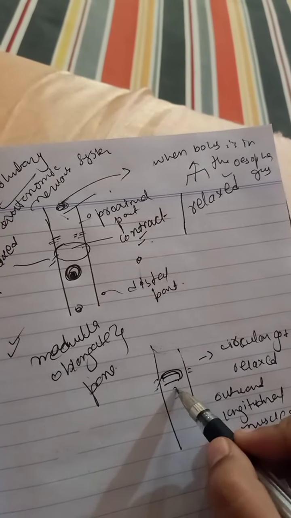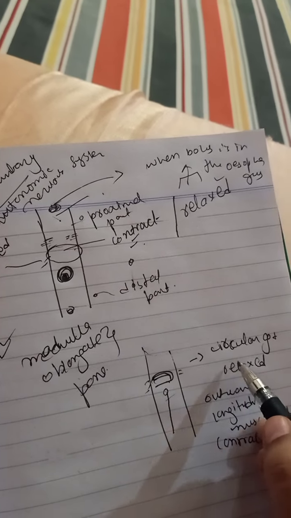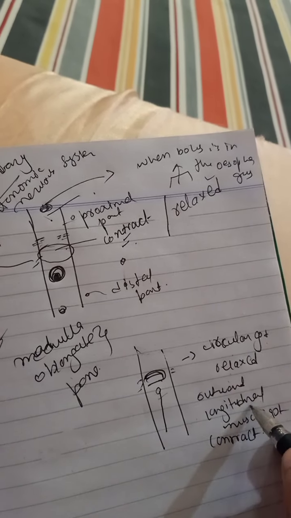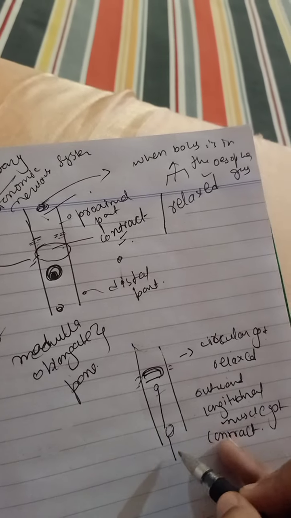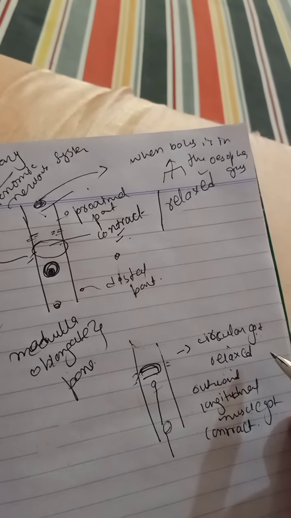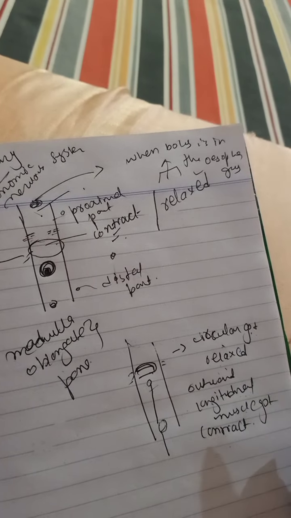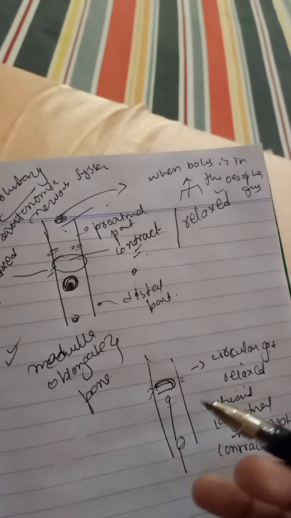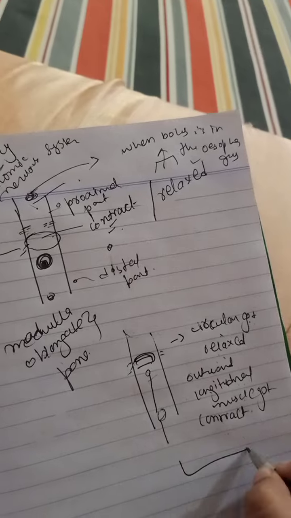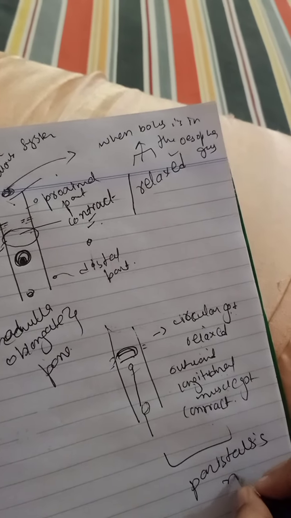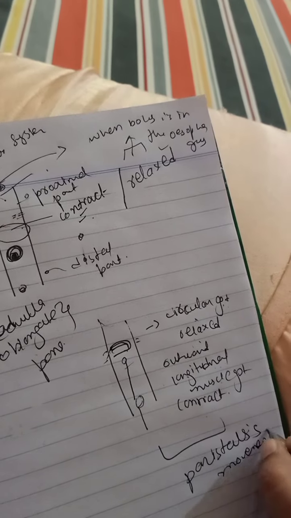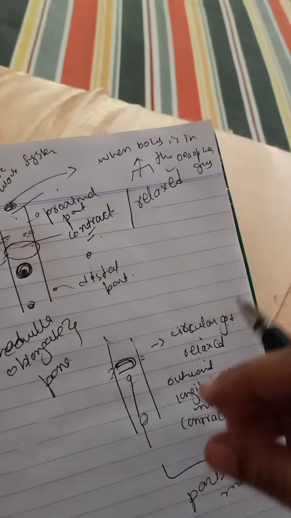When the bolus is now further downward, then the circular muscle contracts and the longitudinal muscle gets relaxed. When the bolus is moving downward more, the circular muscle gets relaxed again and the longitudinal muscle contracts. So this is the repetition. Through this, the peristalsis movement will occur, and the bolus will move downward.